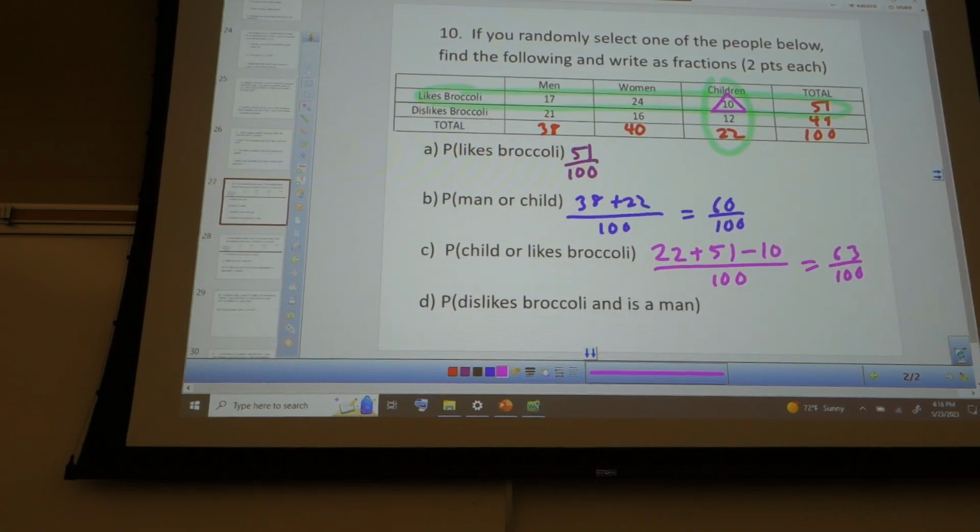Next, dislikes broccoli and is a man. How many of them dislike broccoli and are men? So here are my men. 21 dislike broccoli and they're men. So that's going to be 21 out of, always out of 100.